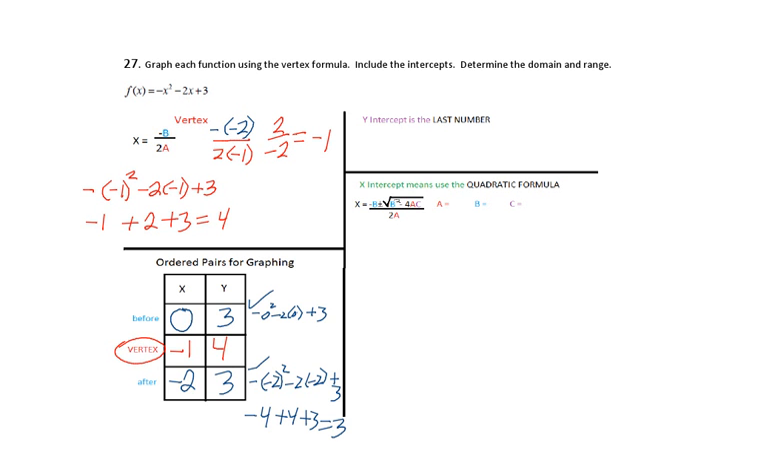All right, the y-intercept is the last number. What do I mean by the last number? Well, the number that doesn't have an x, which is 3. So the y-intercept is (0, 3).